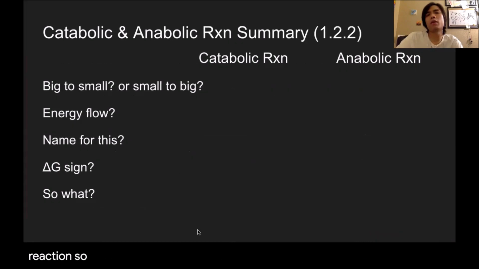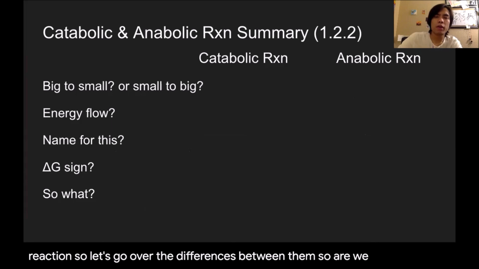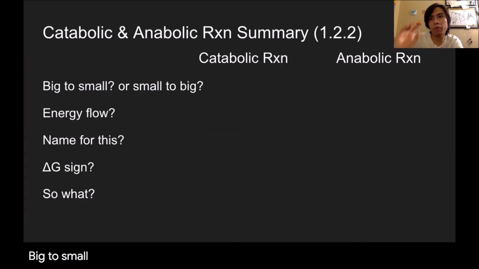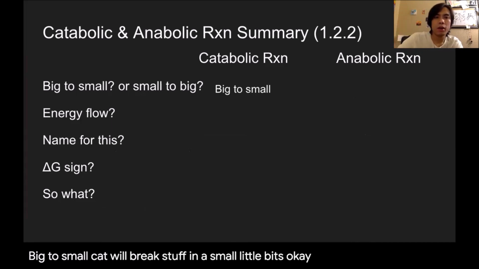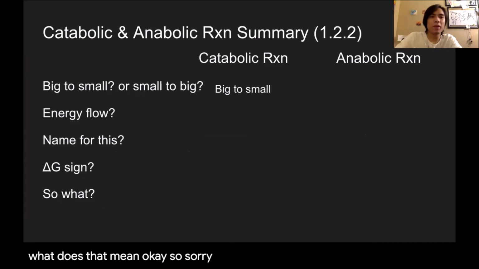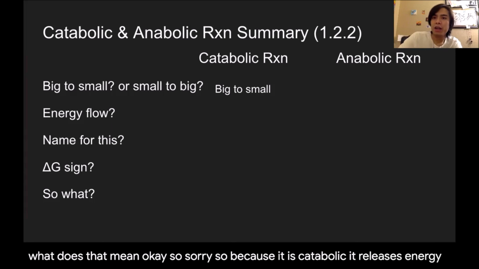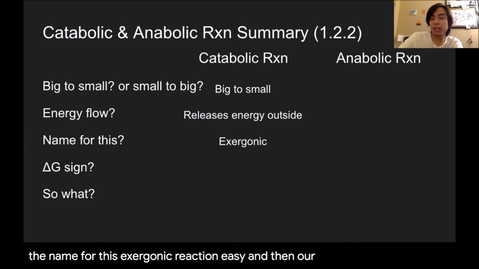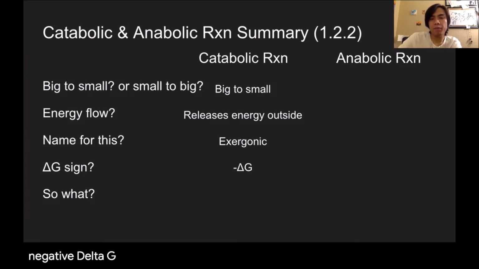So let's go over the differences between them. For a catabolic reaction, are we going from big to small or from small to big? We are going from big to small. A catabolic reaction will break stuff into smaller little bits. And then the energy flow, what does that mean? Because it is catabolic, it releases energy to the external environment. Now, what is the name for this? Exergonic reaction. Easy. And then our delta G value would be a negative delta G value because we were losing energy. That means that this is a spontaneous reaction.